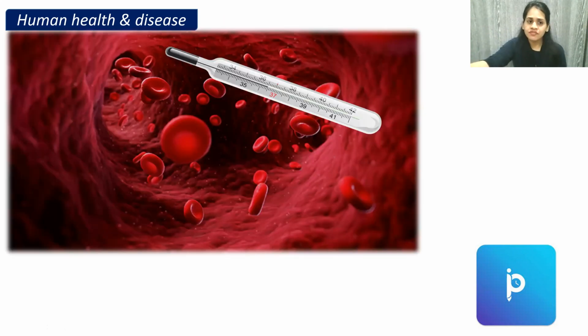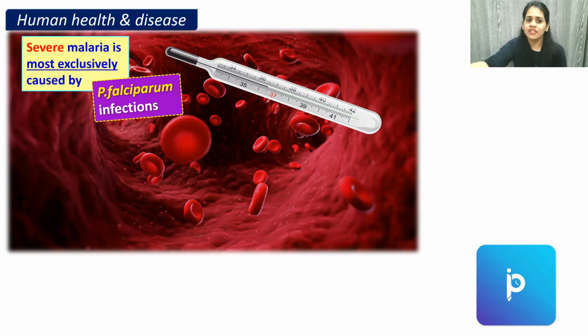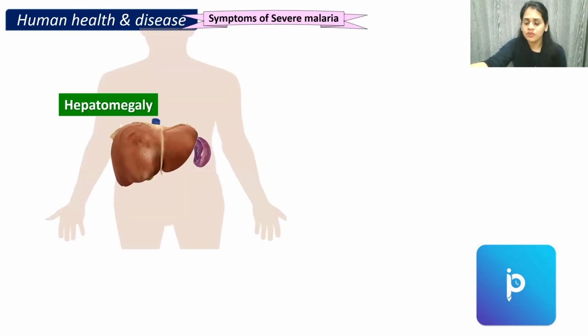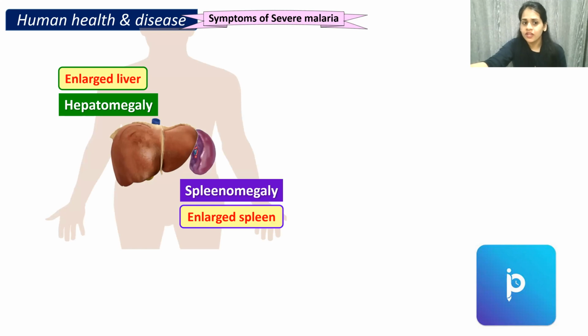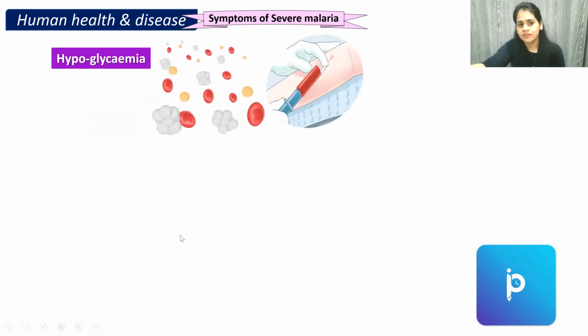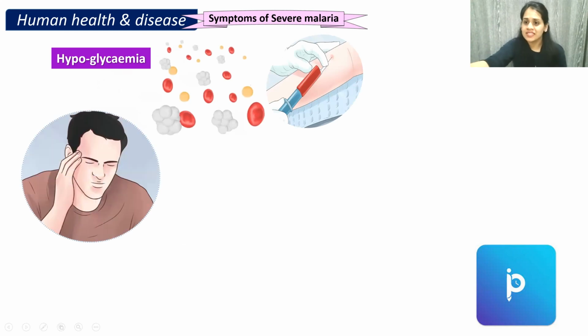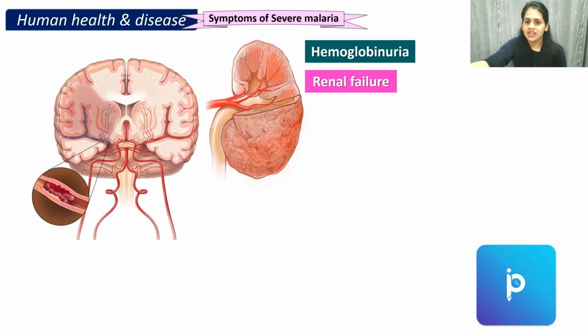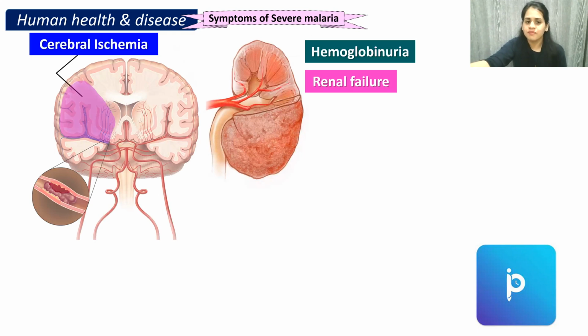Severe malaria is mostly caused by Plasmodium falciparum, which occurs daily, which I've already told you. Apart from that, the person will also have hepatomegaly, that is enlarged liver, and splenomegaly, that is enlarged spleen. These are also symptoms. The person may also experience hypoglycemia, that is decreased sugar level of the blood, severe headache, and in very rare cases, when there is hemoglobinuria, the person may experience renal failure and cerebral ischemia. So these are a few symptoms which occur in the very severe form of malaria.